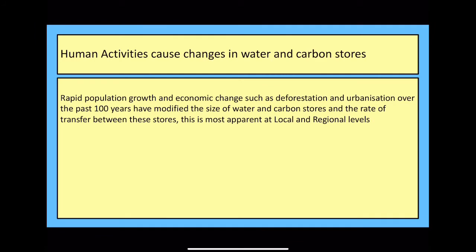So, human activities causing change in the water and carbon cycle. This is a specific bit that we've got to cover, though actually we cover how humans affect the stores in the water and carbon cycles throughout this topic, but we've got a couple of specific examples here. Just to start us off, we've had a lot of rapid population growth over the past 100 years or so, and that's caused major changes in the water and carbon stores and the rate of transfers between these stores, particularly at local and regional levels, as well as globally.